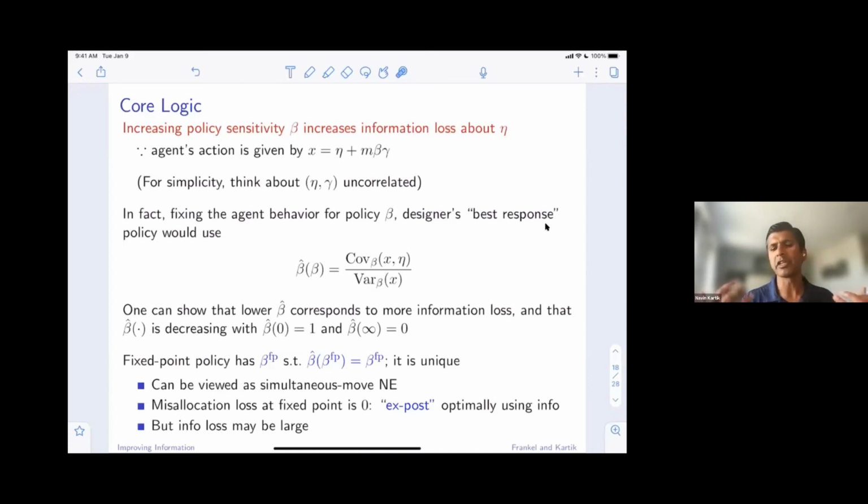And you can think of this as a simultaneous move Nash equilibrium, where the designer and the agent are moving simultaneously. And crucial observation: at a fixed point, the misallocation loss must be 0, because by definition, you're ex post optimally using the information. So given whatever information is available about the agent's natural action, the misallocation loss is 0. However, the information loss may actually be very large because the agent's action may be mostly dependent upon her gaming ability and not upon her natural action.